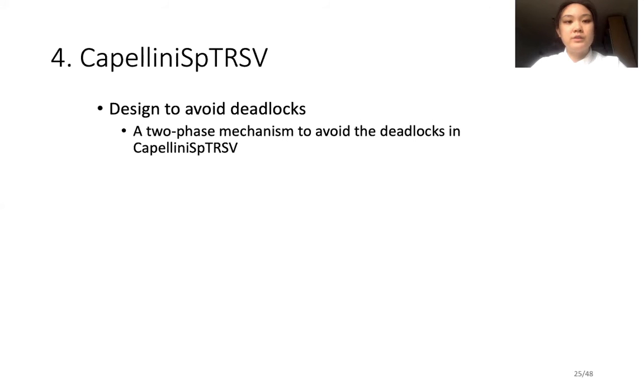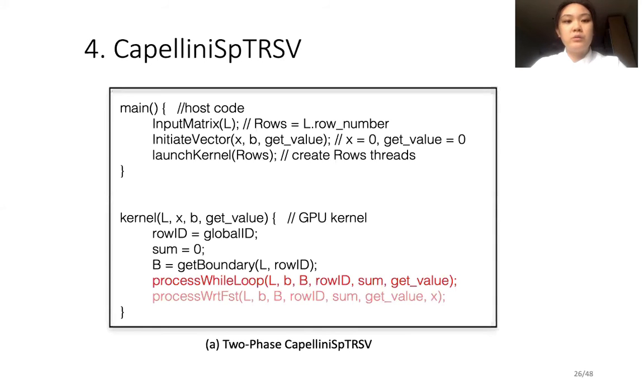The first part is the data of our novel algorithm, CapelliniSpTRSV. I will show our three new designs in Capellini to solve the challenges mentioned before. First, we propose a two-phase mechanism to avoid deadlocks. We divide the computation process of a warp into two phases. The first phase is for the elements in the related row of matrix L that have no interdependency within a warp. After calculating the elements without intra-warp dependency, we compute the interdependent elements in the second phase.